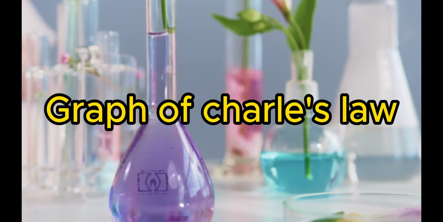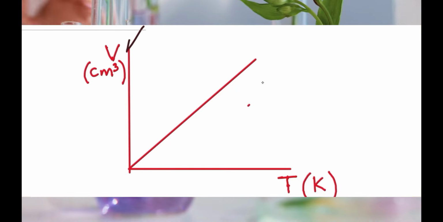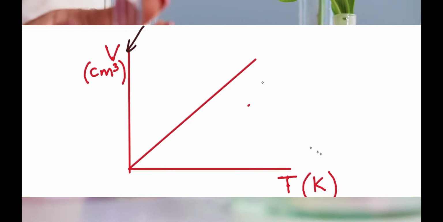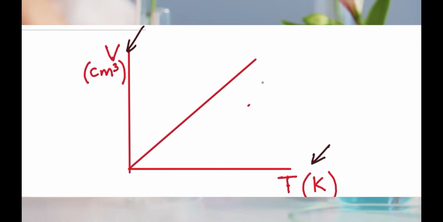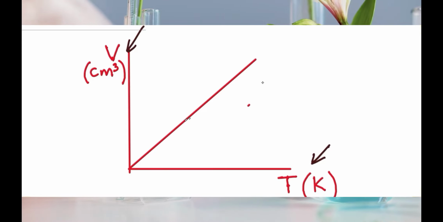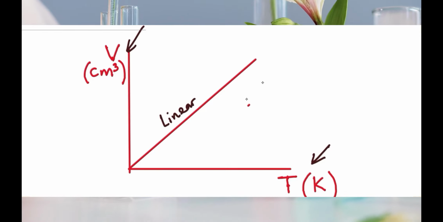The graph of Charles's law. The volume there is in centimeter cube on the y-axis, while the temperature is on the x-axis and is in Kelvin. So the graph itself is linear.